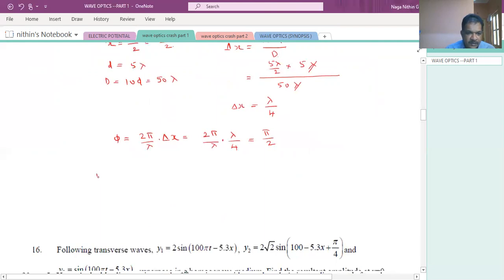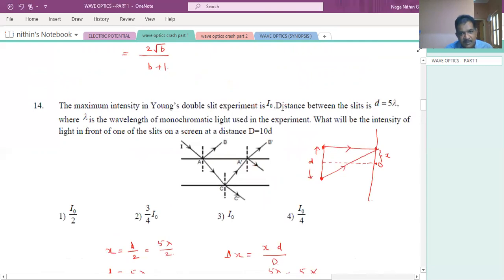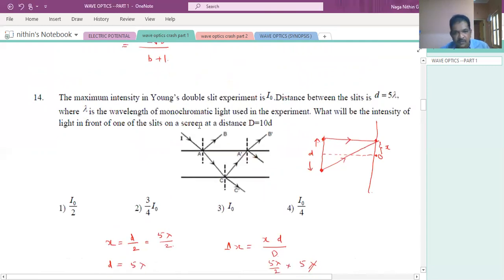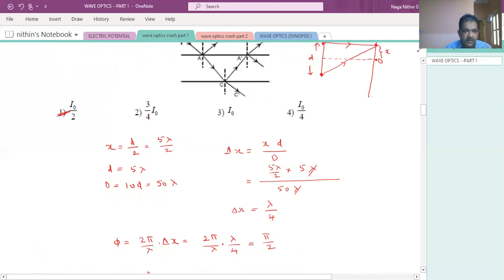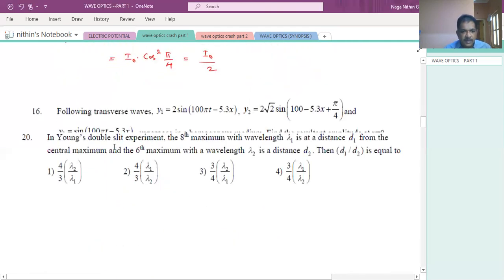Then find the intensity. I naught cos square pi by 2. How much did they give? Maximum intensity, they gave I naught only. Then you take I naught only. No need to take 4 I naught. Then cos square pi by 4. This value will be equal to I naught by 2. This is the answer. Next.